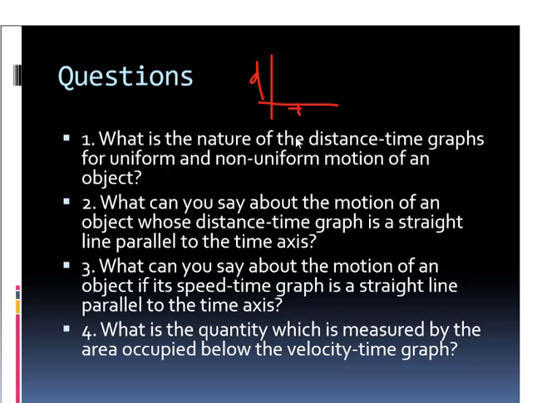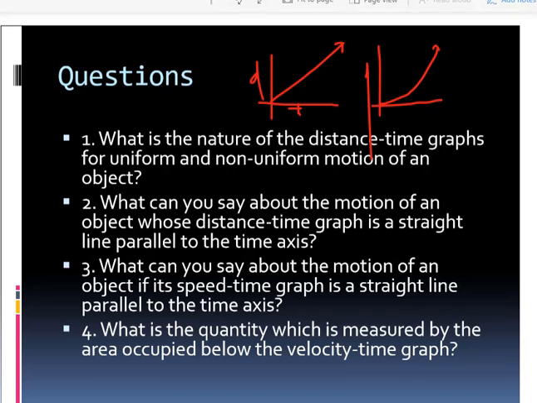Okay. Now in case of uniform motion, it will be a straight line, that is, equal distance is traveled in equal intervals of time. In case of non-uniform motion, it will be a curved one, any type of curve, that is, unequal distance is covered in equal intervals of time. So this is the nature. That means it is a straight line, this is a curved line.